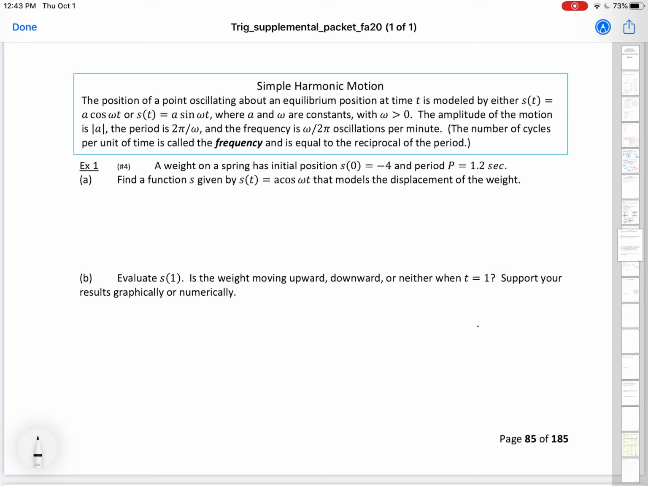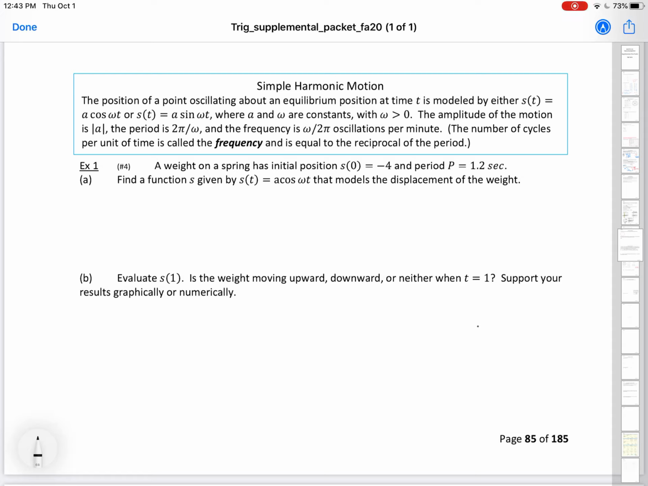That's why it's here, right? Because they can talk about period adjustments. And the frequency, which they sometimes talk about, is the oscillations per minute. It's simply the flip of the period. So as odd as that is, if you wanted to know the oscillations per minute, it is omega divided by 2 pi.